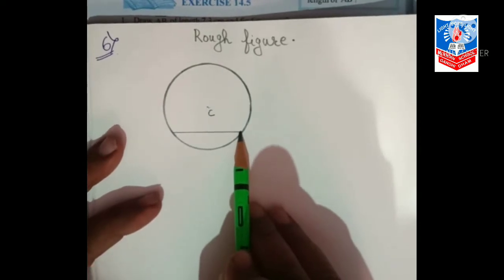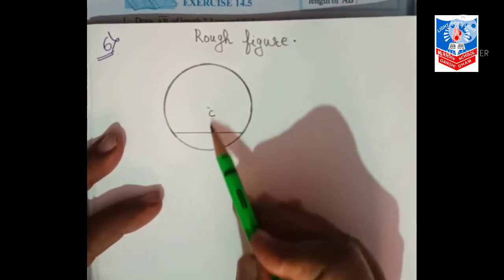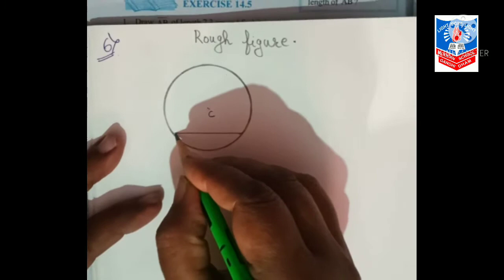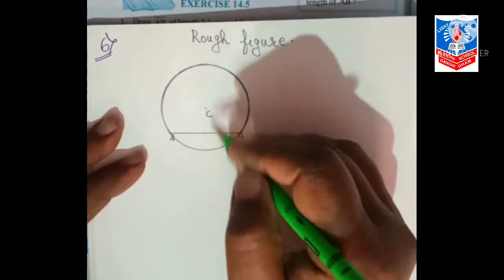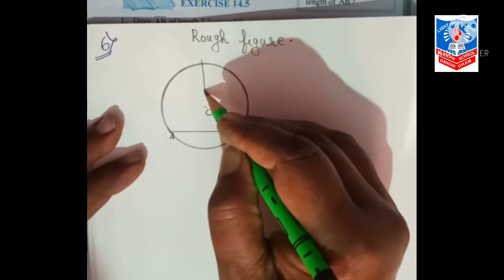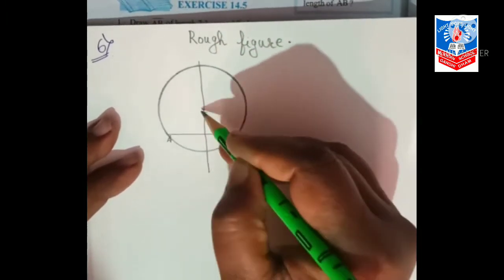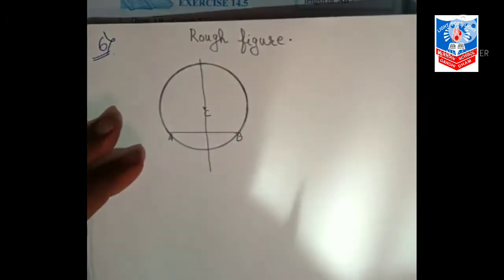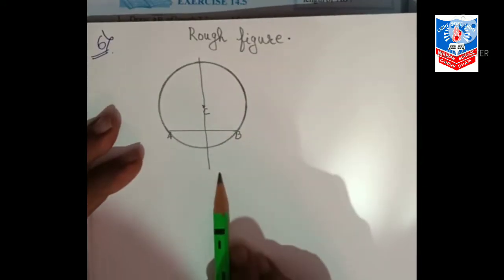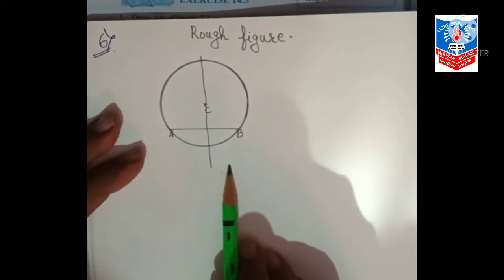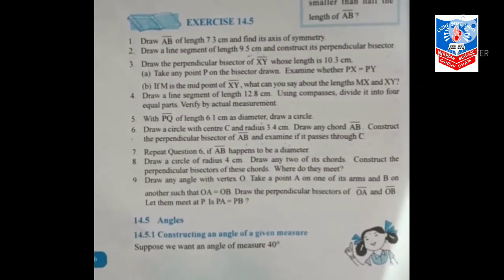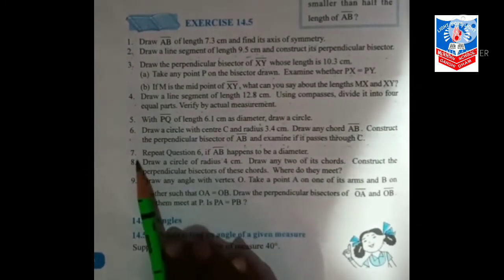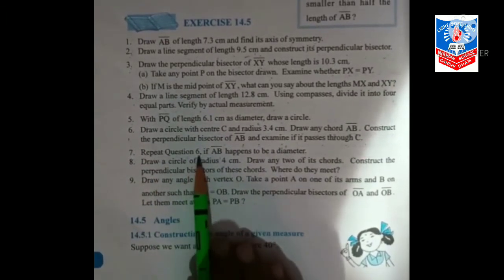Now what you have to do? You have to construct the perpendicular bisector of this AB and you have to examine whether this perpendicular bisector passes through the center C. Okay, this I am giving you as homework. You also write the steps of construction. Question number 7. Repeat question number 6.